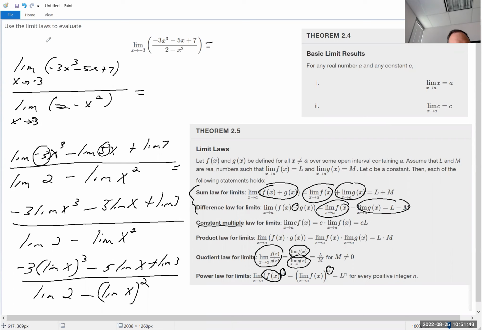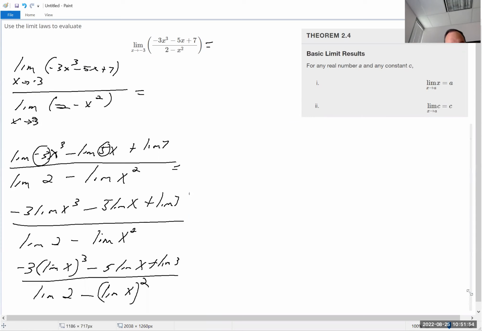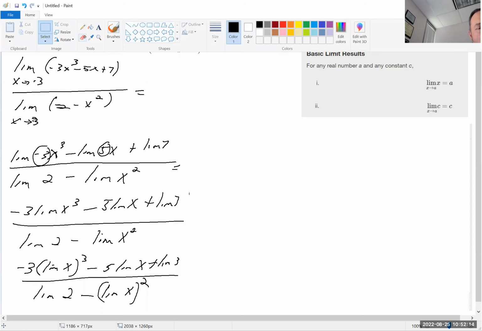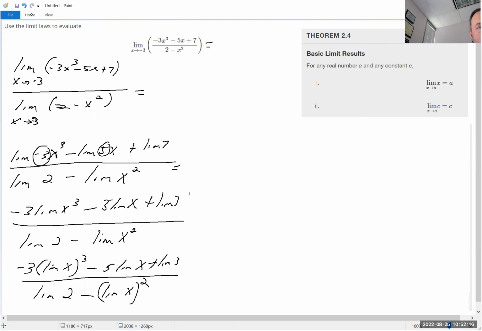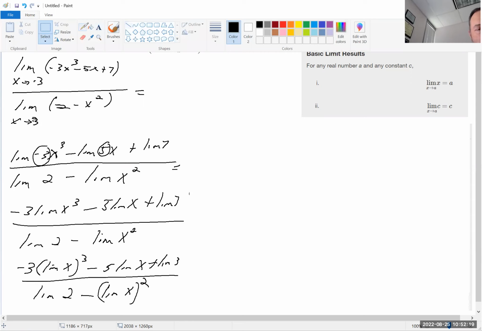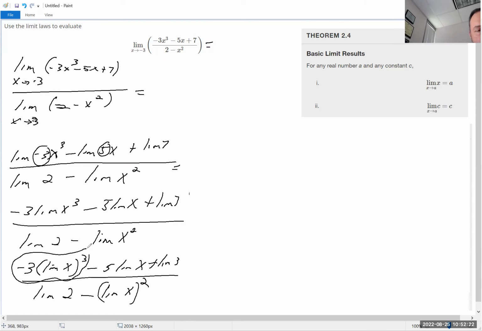And so for space, I'm gonna remove this window here. And I'm gonna use the basic limit result theorem, which lets me almost gonna wrap this up. So let me work on this.